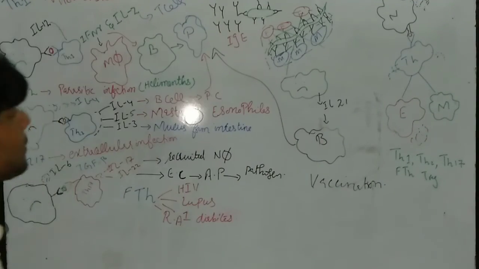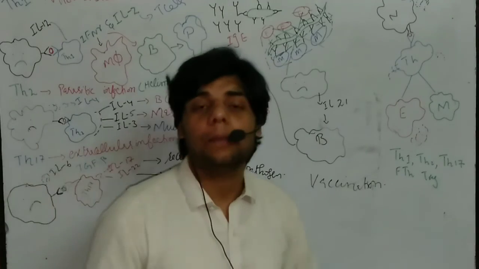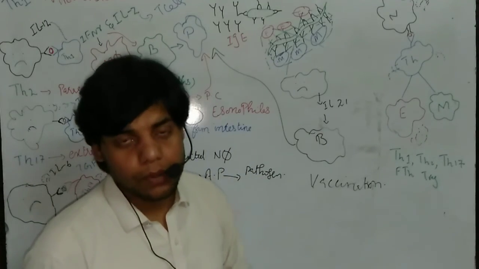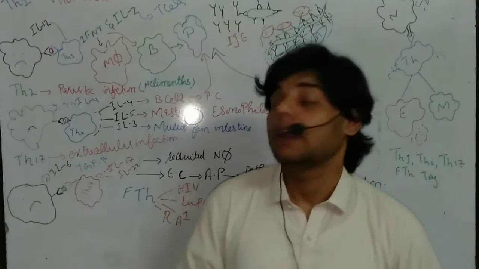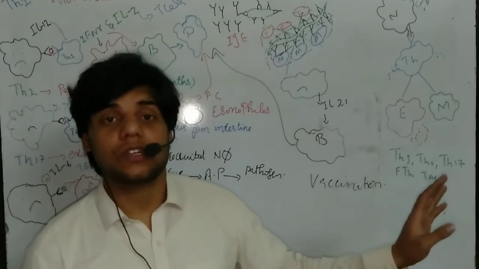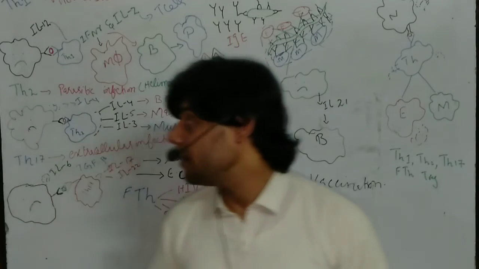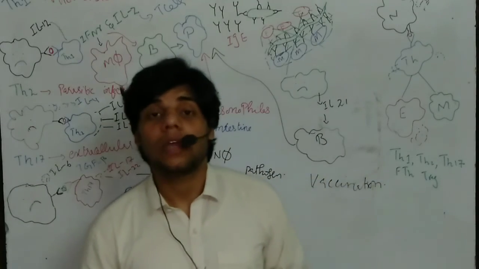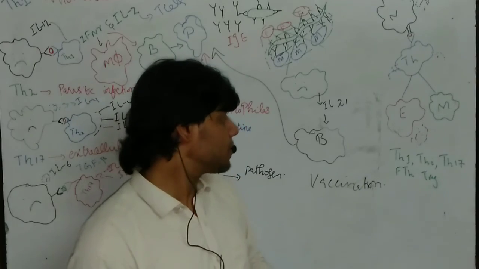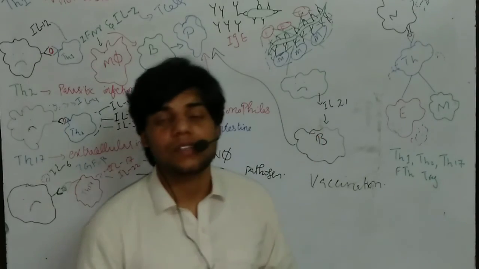So that's all about the helper T cell, the different types of helper T cell, the function of the helper T cell, means the cytokines which are secreted by the helper T cell, and the function of each cytokine in detail. I hope you get an idea about the helper T cell. Inshallah, in the next video lecture, I'm going to talk about the T regulatory cell in detail.